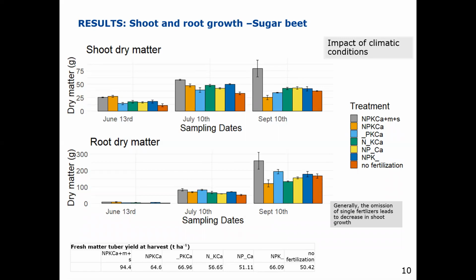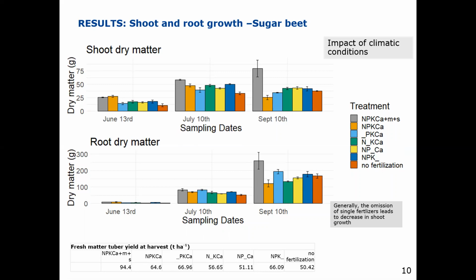Moving to the root dry matter, we can see in the graph that the nutrient deficiency impacted negatively the root dry matter, but it seems that the nitrogen limitation, for example, impacted much more the shoot part rather than the root part. Also, we can see that the plants reacted to deficiencies differently depending on the sampling date. This could be explained by the climatic conditions occurring in each sampling date.